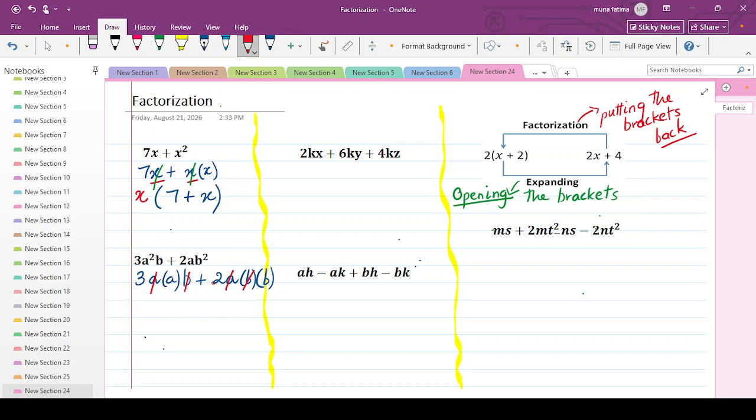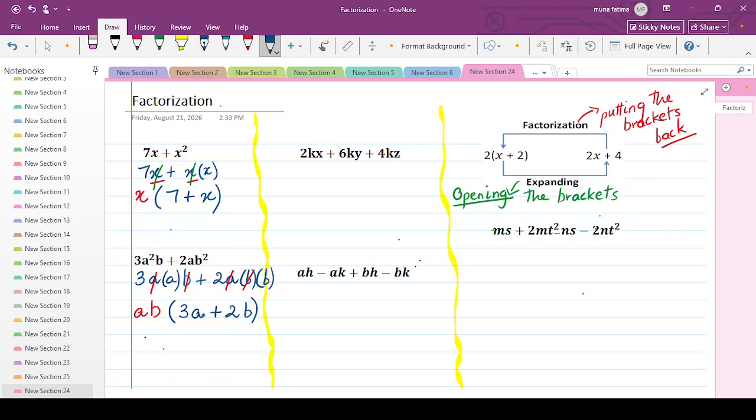We can't do anything about them. You also have an a left over here, and you have a b left over here. Obviously, they are not common. So, we're going to write down our common terms outside, which were an a and a b. And whatever we have left, that is going to go inside the bracket. We have 3, we have a, plus, we have 2, and we have b. We're done.